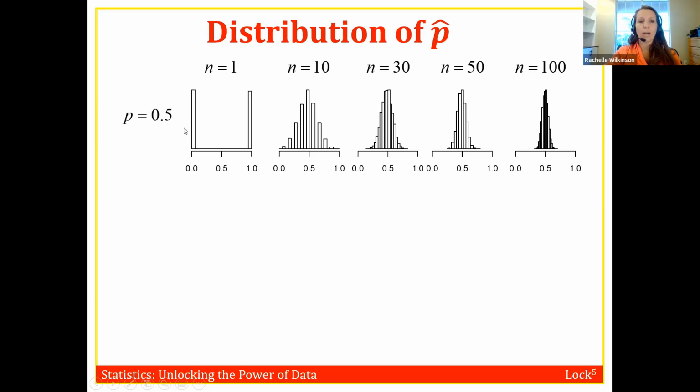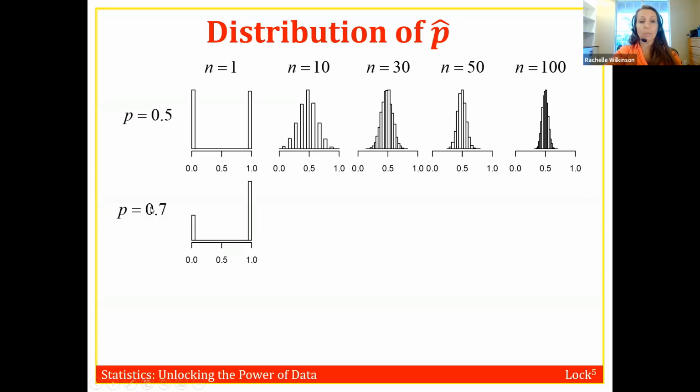Okay, so when my p is 0.5, thinking about that n times p and n times 1 minus p both being greater than or equal to 10, we can see that even by n equals 10, which actually wouldn't meet that requirement, but certainly by n equals 30, we have a definite normal distribution here. So we can see that the normal distribution would be a good approximation for that sampling distribution.